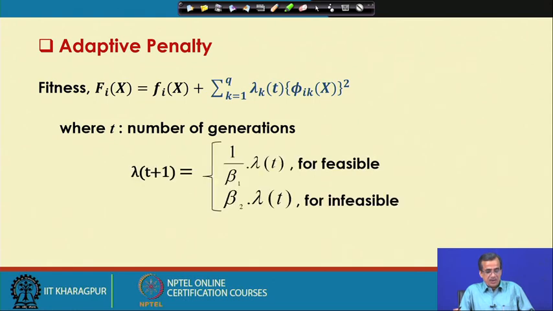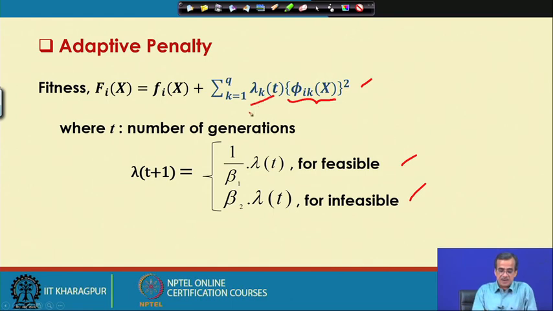Here, what we do is we calculate the modified fitness, capital F i of x, that is nothing but small f i of x plus summation k equals 1 to q, lambda k t multiplied by phi i k of x squared. This is nothing but the amount of violation squared, and this lambda k t we will have to define using these conditions. Now, let us see how to define this particular lambda k t. So, t is nothing but the number of iterations.